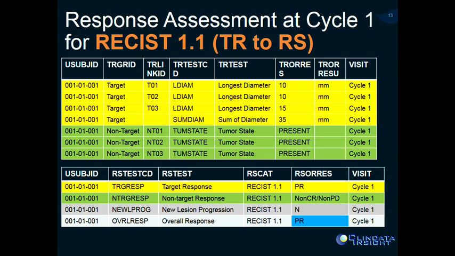If you look at this example, the TR domain contains target and non-target lesions at given cycles. As you see, the sum of diameters is derived from each diameter in target. Using this, you could get a target response of partial response, since the sum of diameters decreased from the baseline. Also, the non-target response has no changes, and there are no new lesion progressions. So the overall response for the patient at this cycle is going to be partial response.